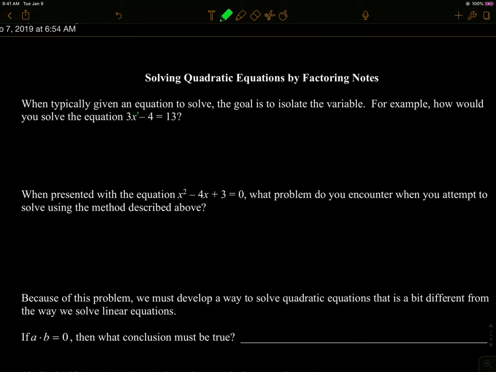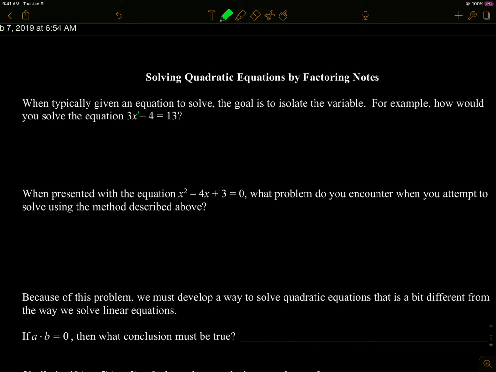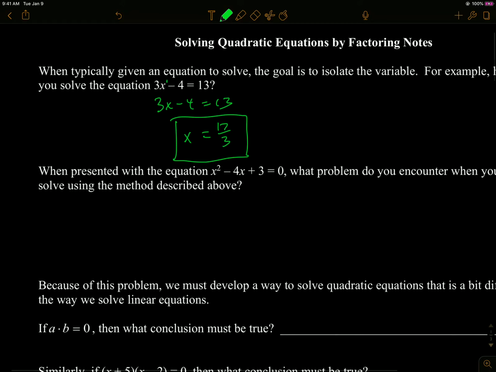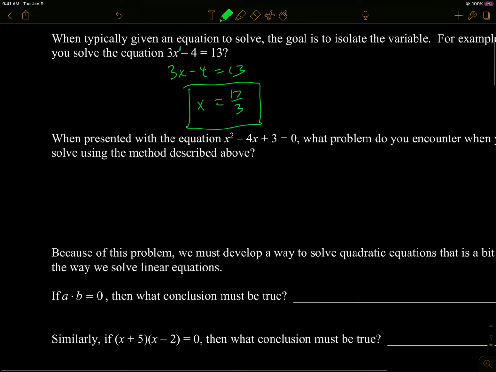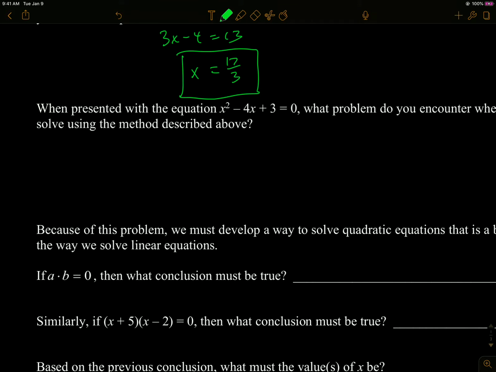So typically when we solve, the goal is to isolate the variable. So if we have 3x minus 4 equals 13, we get x by itself on one side of the equal sign. So we would add 4 and then divide by 3, and we would get x equals 17 divided by 3. That's called isolating the variable. That will work with linear and some quadratics. We're going to talk about which quadratics you can do that on in the future. But for right now, when we have these quadratics, we're going to try to factor them.